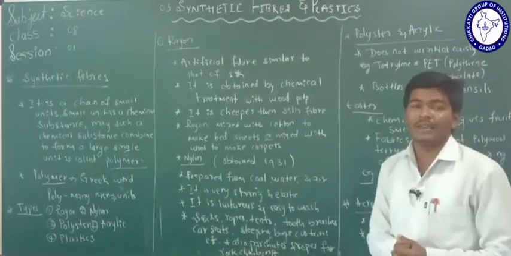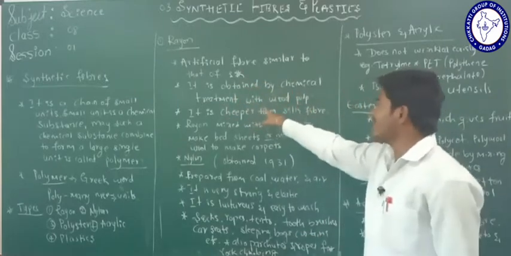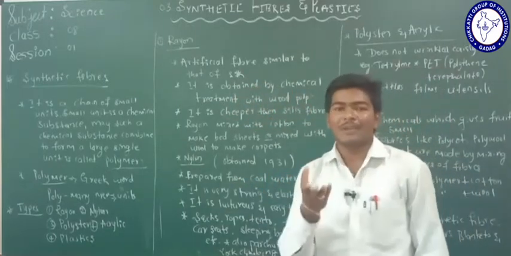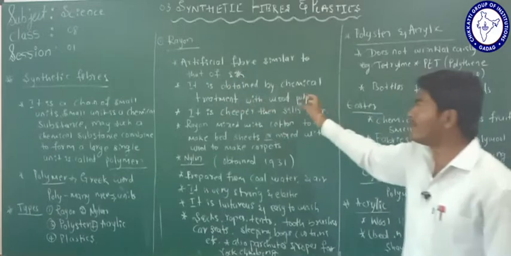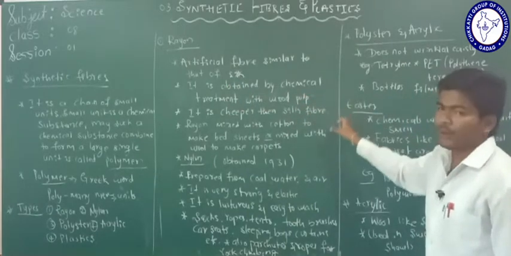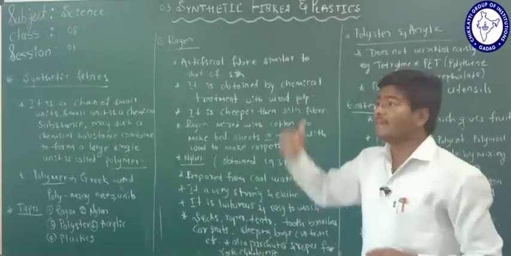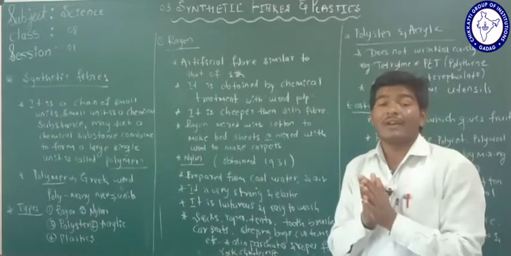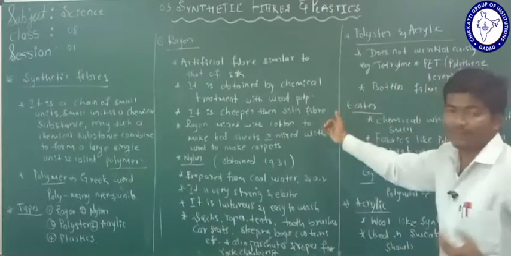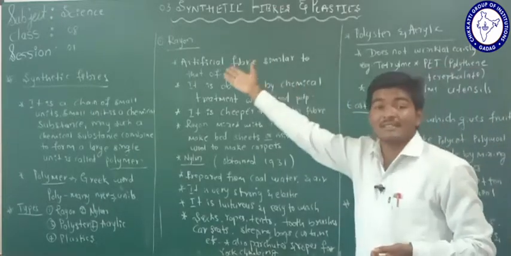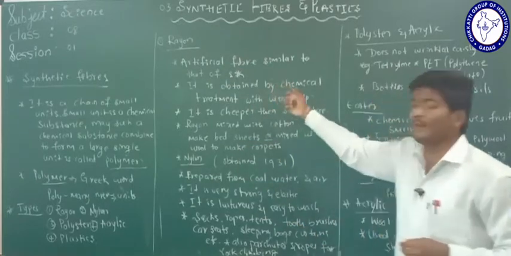So how did they make it, and what chemicals did they use? Rayon is obtained by chemical treatment of wood pulp. They make this rayon fiber with the help of wood pulp. This invention caused the rate of the silk fiber, the economic value of silk, to decrease. Why? Because rayon is very much cheaper than the silk fiber.